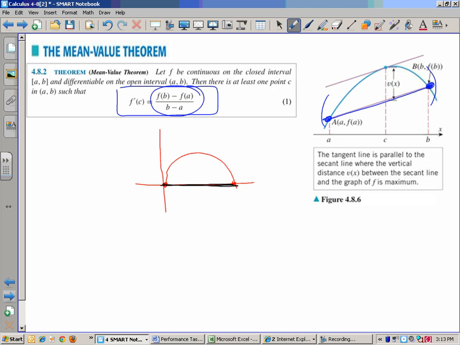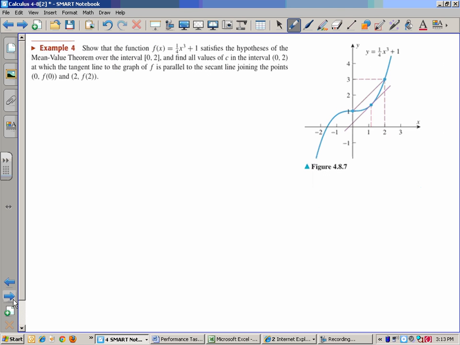FYI, quick refresher, we did secant slope back in chapter 1. Before that, you actually did this in algebra 1. For some of you, pre-algebra, that's just the slope between 2 points, okay? But you need to use the endpoints. So let's do an example and see what happens.